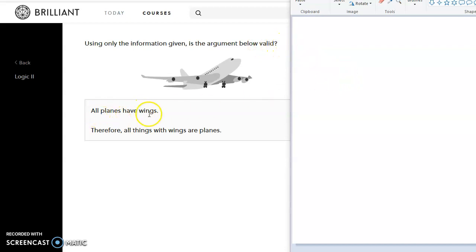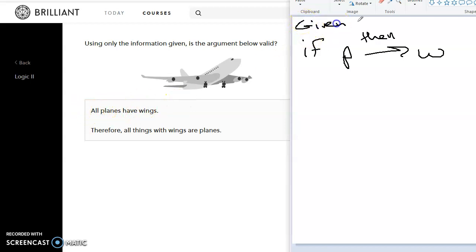All planes have wings. We can say this is an if-then statement. We can say if it's a plane, then it has wings. So if P, then, this arrow represents a then, wings. All right? So this is our given statement. This is given, like our proofs. Therefore, all things with wings are planes.